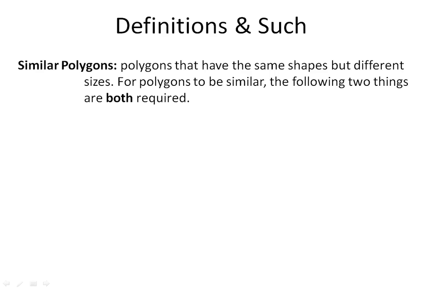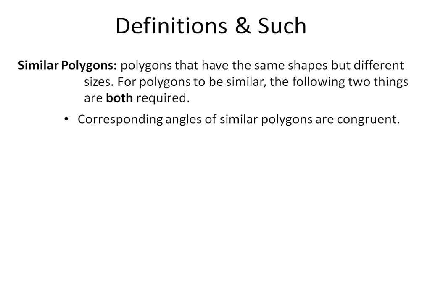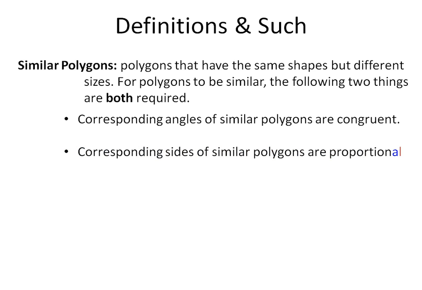Okay, similar polygons. These are polygons that have the same shapes but different sizes. For polygons to be similar, these two following things are both required. The corresponding angles of similar polygons have to be congruent. The corresponding sides of similar polygons are proportional. So this means we're going to use proportions to do some of the solutions here.